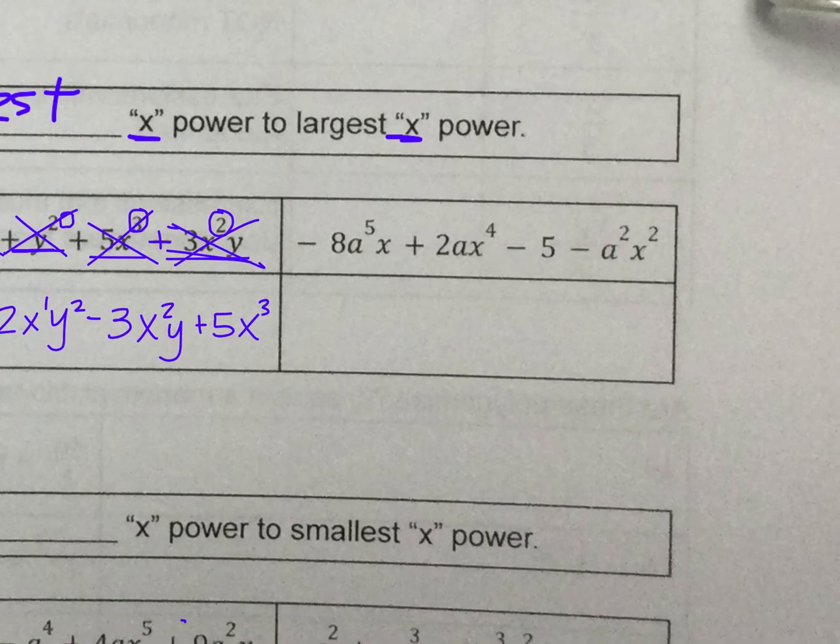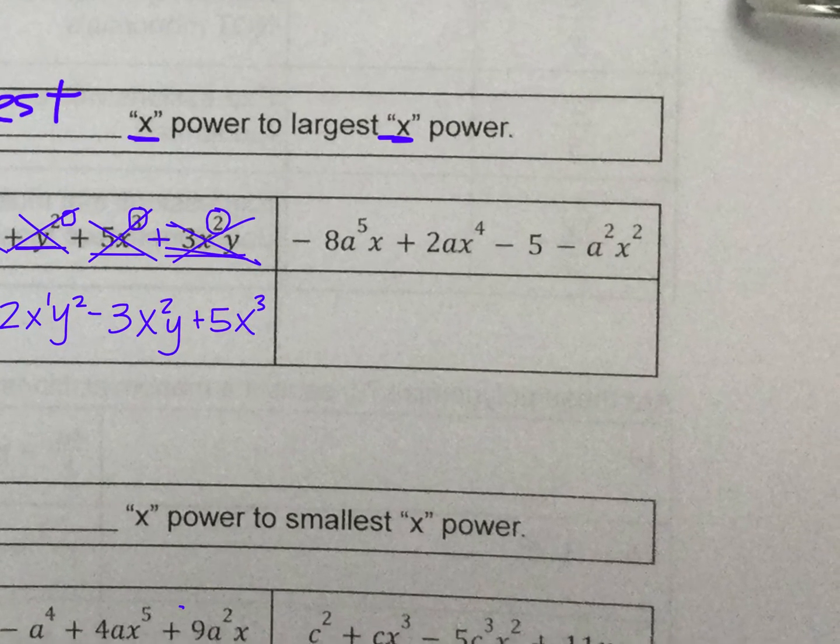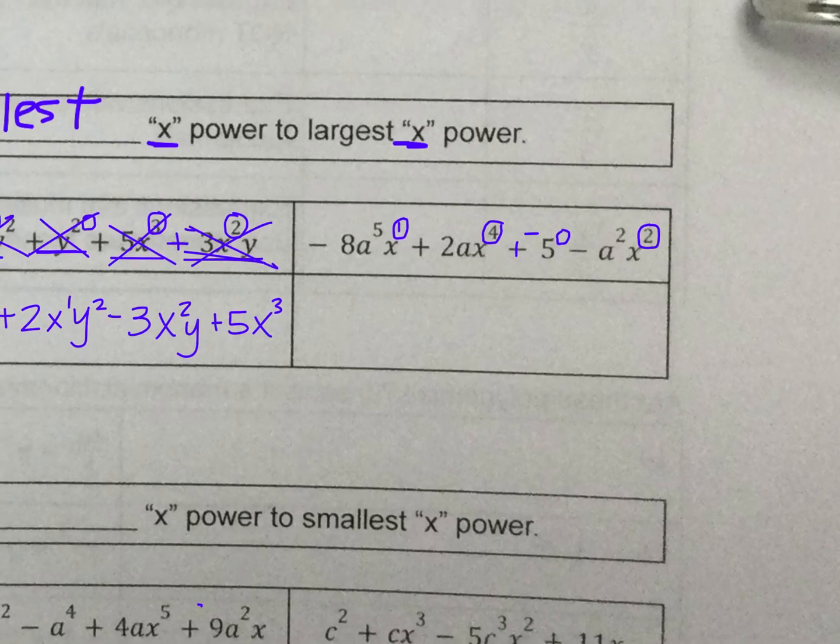Do the same thing. Circle our x's. This would just be a 1 for there. That one's a 4. That's a big one. There's no x's right there, and there's 2 right here. Well, when I start with my smallest, it's that 0 again.